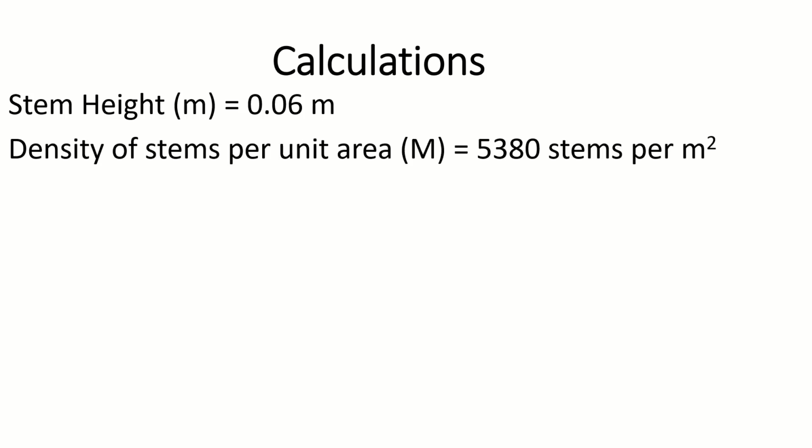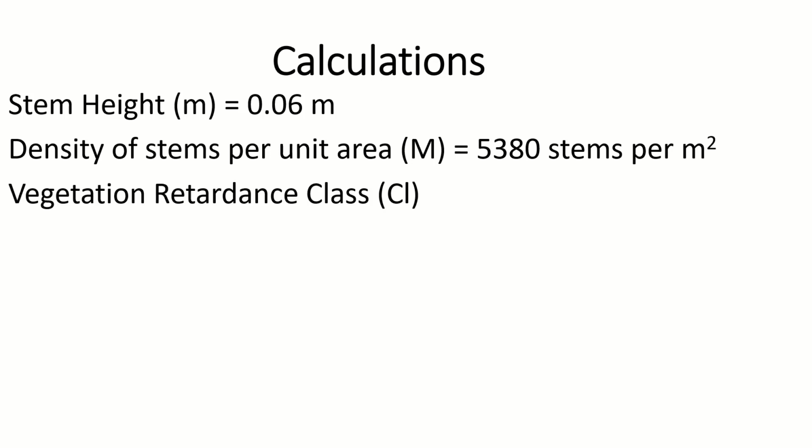Density of stems per unit area is provided, it is equal to 5380 stems per meter square. This may be the typical value in that area. Okay, per meter square how many stems? 5380. Okay, now retardance class, vegetation retardance class CL can be estimated using this equation. CL is equal to 2.5 m multiplied by root of M. Okay, here small m is the stem height and capital M is the density of stems per unit area.